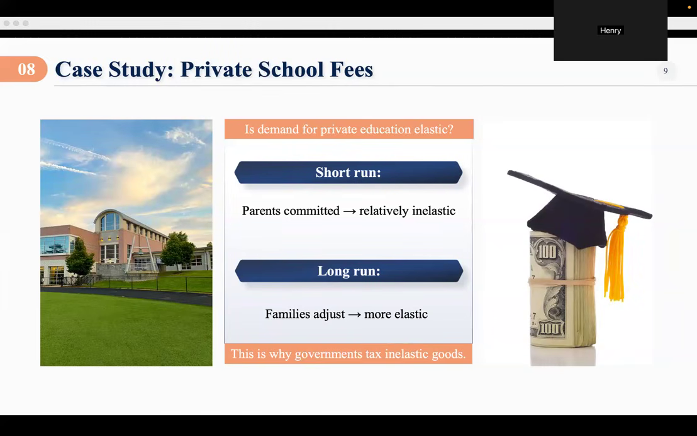Now let's apply this to a real world context. Is demand for private education elastic? In the short run, demand is relatively inelastic. Parents are already committed, switching schools is difficult. However, in the long run, demand becomes more elastic. Families can adjust. They may switch to state schools or relocate. This distinction is crucial when analyzing policies like VAT on school fees.